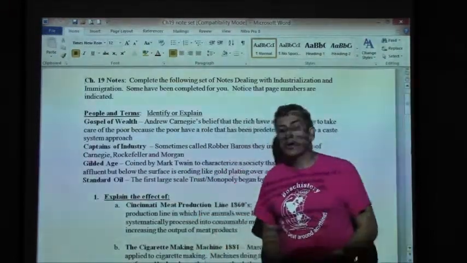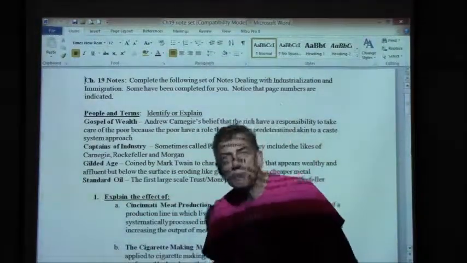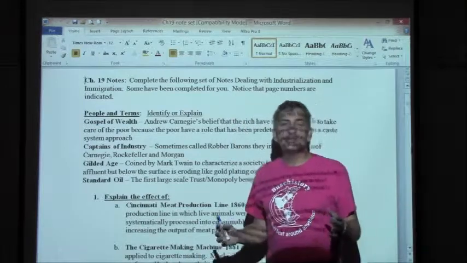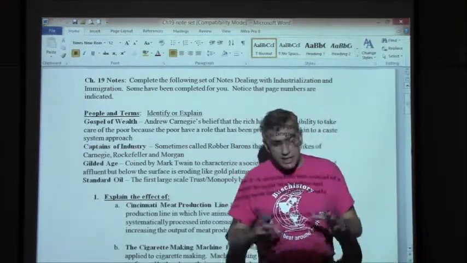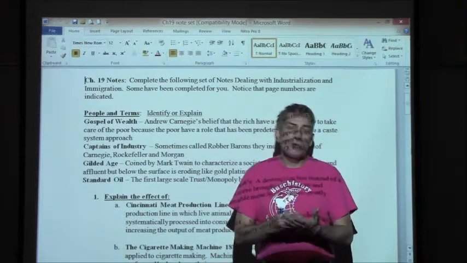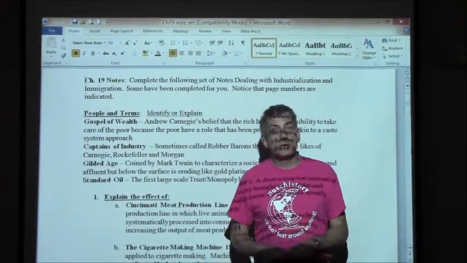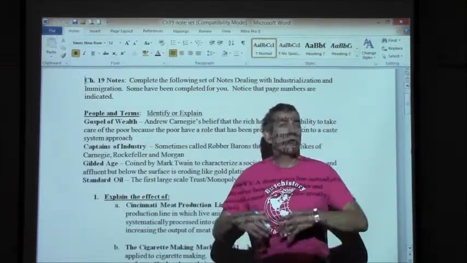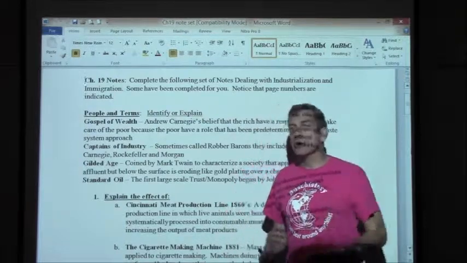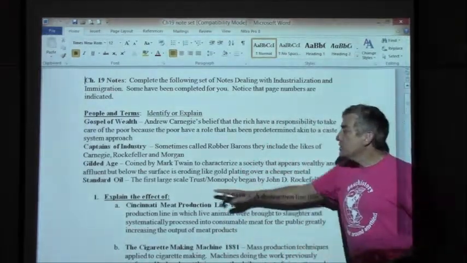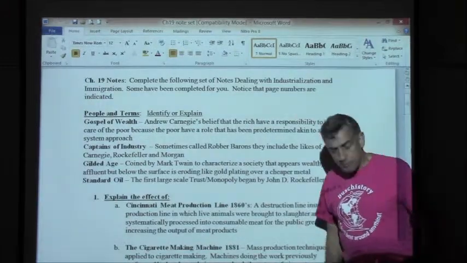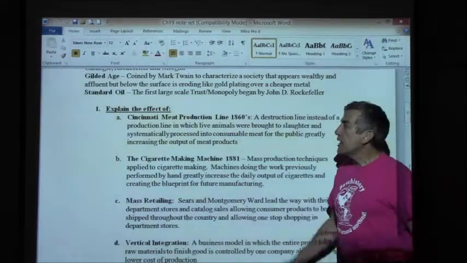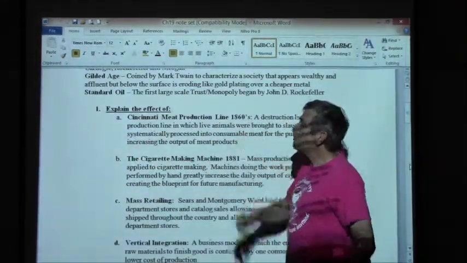Gilded Age, a very interesting term coined by Mark Twain. This term, basically, what it did was it described life in the United States. Gilding is taking a poor quality metal and covering it with a thin layer of gold so it looks better. So he said we had a gilded society. That society really was struggling, but we only looked at its successes and ignored the failures and the poverty within. Standard Oil, the first large-scale monopoly that was begun by John D. Rockefeller. Now we have: explain the effect of the Cincinnati meat production line.